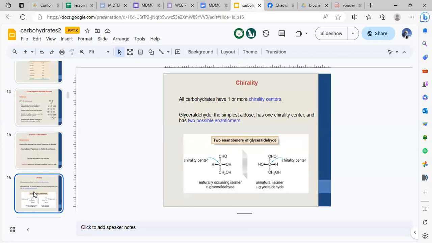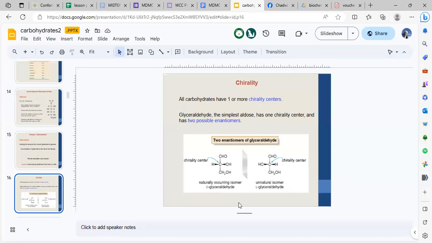Okay, going back to chirality. Where do the terms D and L glucose come from? So we go back to the stereochemistry discussion. All carbohydrates have one or more chirality centers or stereogenic centers. So you have a chiral carbon here for your glyceraldehyde. If the position of the OH is on the right, we call it D-glyceraldehyde. If the OH group is found on the left, it is L-glyceraldehyde.